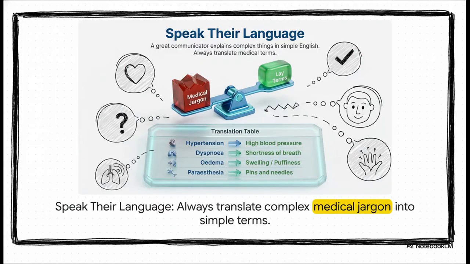Giving clear information is one thing, but making sure the patient actually understands you, that's everything. And this slide is so important. It's your job to translate complex medical jargon into simple, everyday language. So instead of saying hypertension, you say high blood pressure. Instead of dyspnea, you say shortness of breath. When you do this, you build trust and you make sure your patient is truly on the same page.